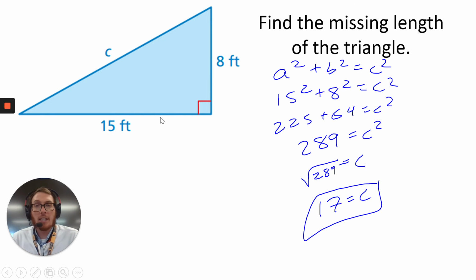The next question, again, you can pick which one's A and which one's B. I chose to make 15 A and 8 B, so 15 squared plus 8 squared equals c squared. I'm going to write that down. Your work should look similar to this.